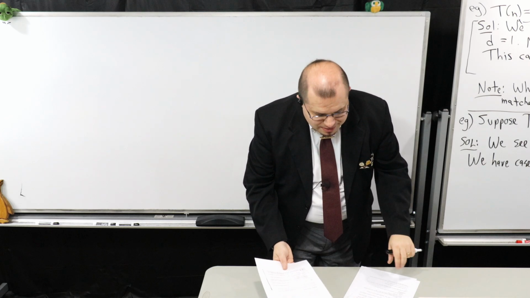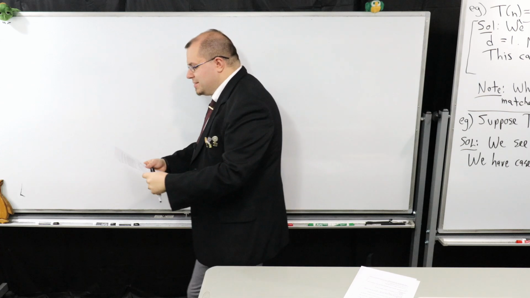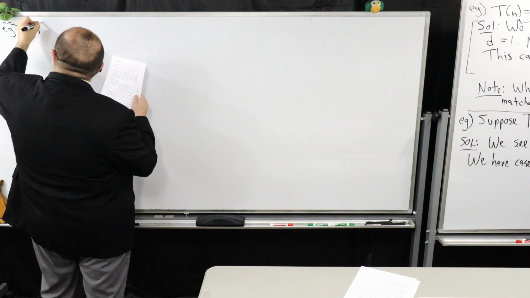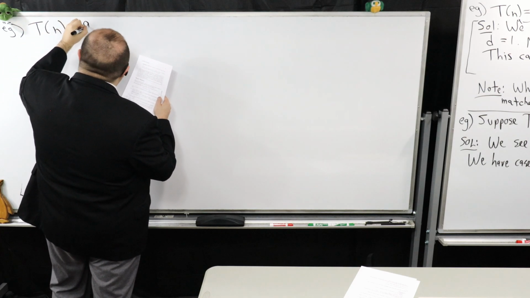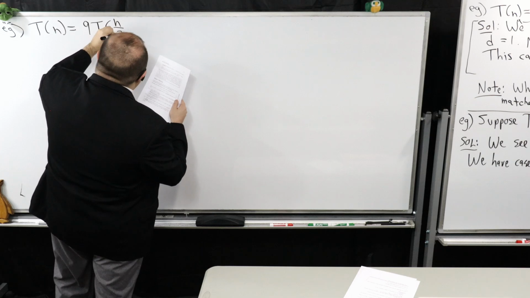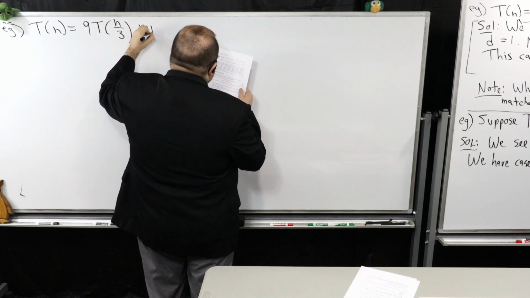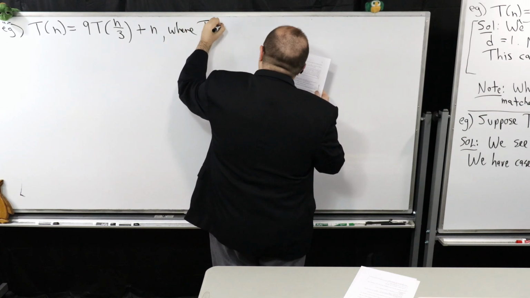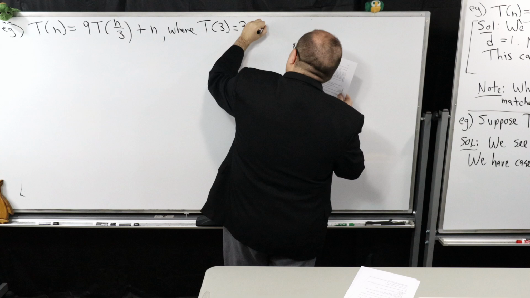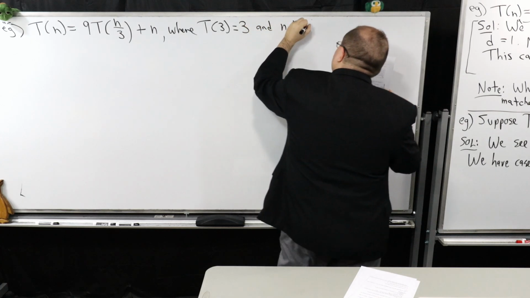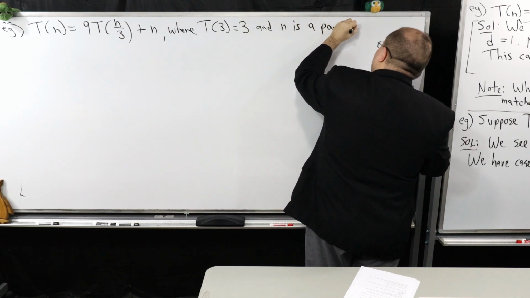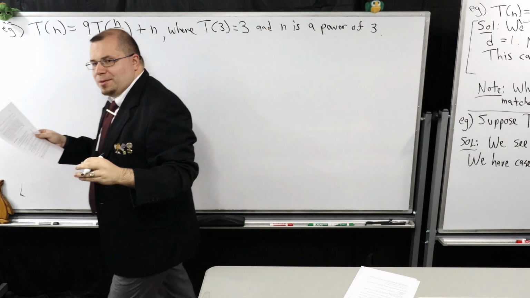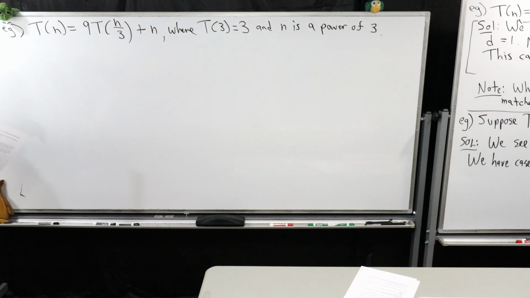Okay, so let's do one more example. Here's another example. Let's consider T of n is equal to 9 T of n over 3 plus n, where T of 3 is equal to 3, and n is a power of 3. Okay, you guys are going to help me with this one.